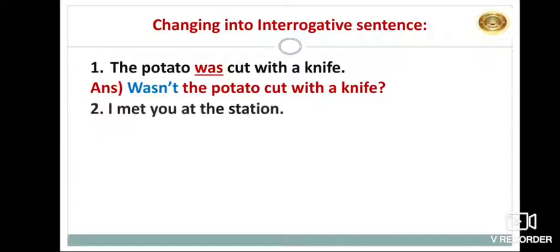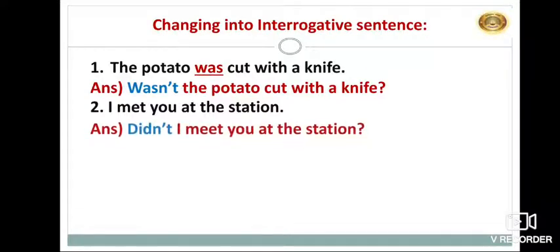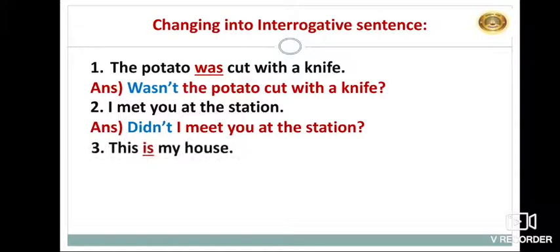Now see the second sentence. I met you at the station. So the sentence changes: Didn't I meet you at the station? It became a question. So it is an interrogative sentence. This is my house. So what is the question asked? Isn't this my house? So sometimes it becomes negative, but we don't have to change the meaning. It becomes a question. And the answer to this question is the same, that this is my house.